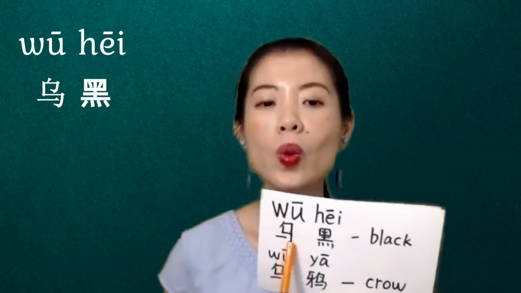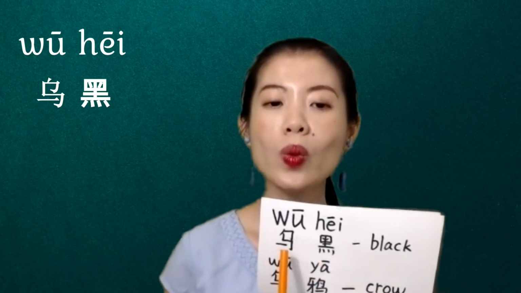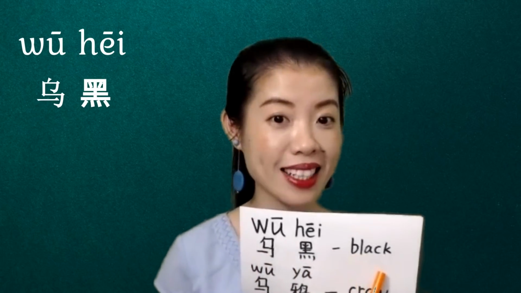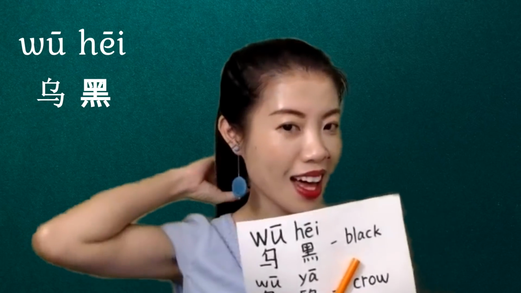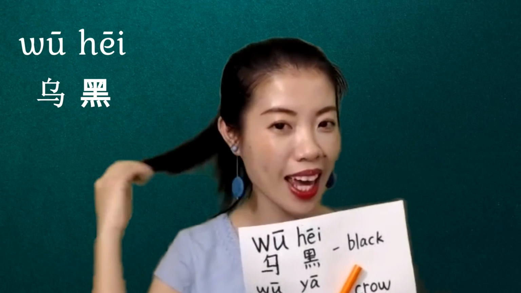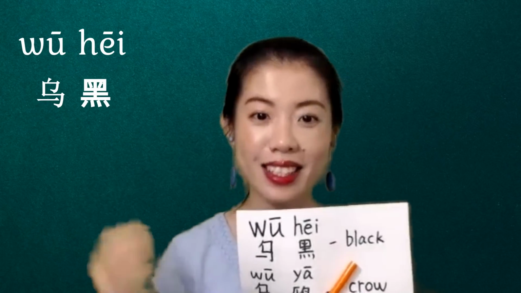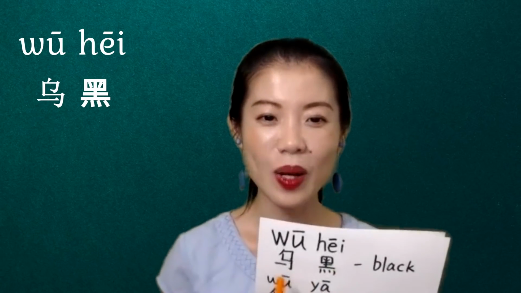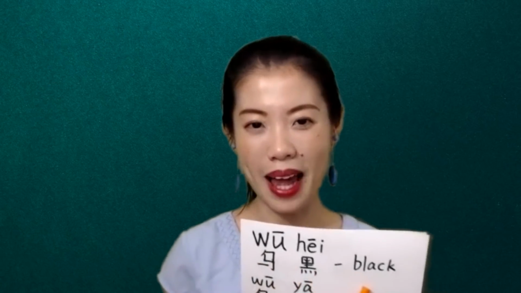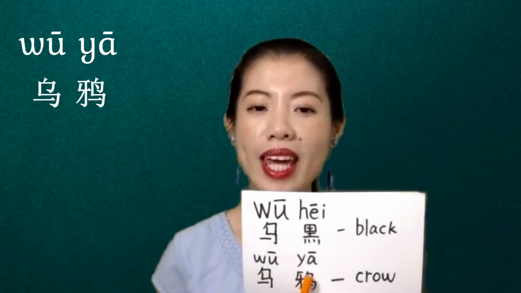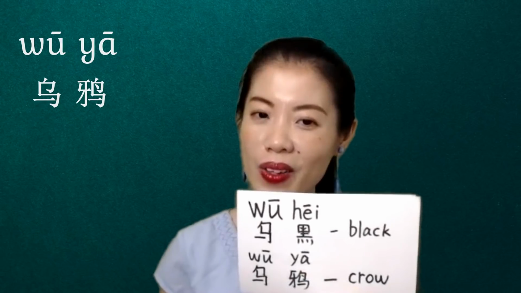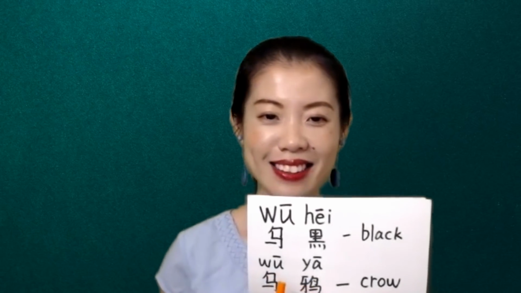Let's learn the words. Wu, hei. Black. For example, 乌黑的头发. It means black hair. 乌黑, black. Or 乌鸦, crow.